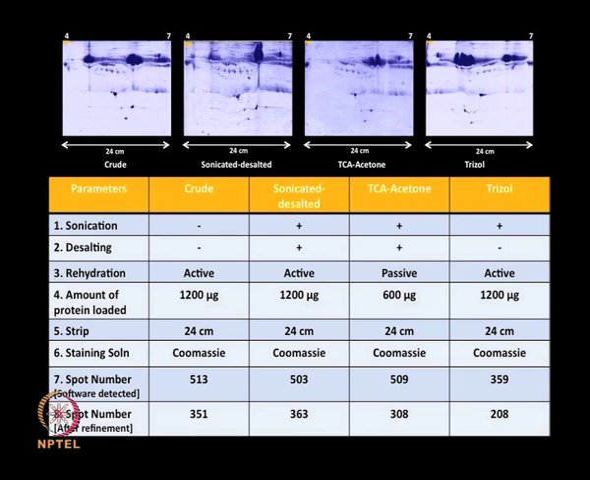This slide gives you an overview of various parameters which we investigated from different treatments: crude serum, sonicated and desalted, TCA acetone precipitated and trizol extraction methods. We looked at the effect of sonication, desalting, rehydration, amount of protein loading, type of strip, staining solution, how many spots we can resolve on these gels, and, since automated software analysis gives a lot of artifacts, how many real spots we can obtain after manual refinement.